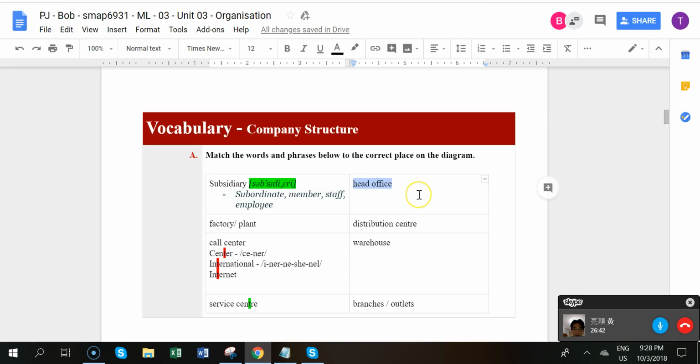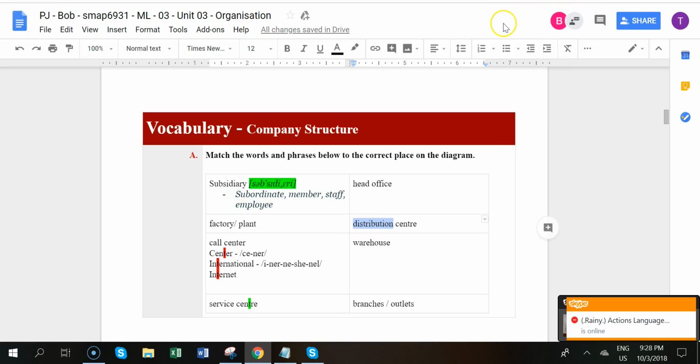Okay, so how about this one? Can you read this one? Head office. Yes, head office. And this another vocabulary. Can you please read, Mr. Bob? Distribution center. Yes, okay. You are applying the silent T. Thank you for that. This one is distribution. Okay, that is distribution.